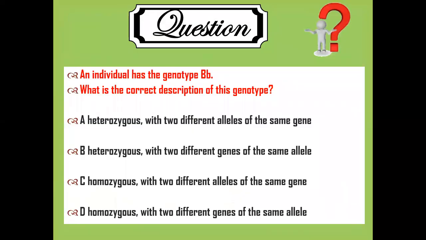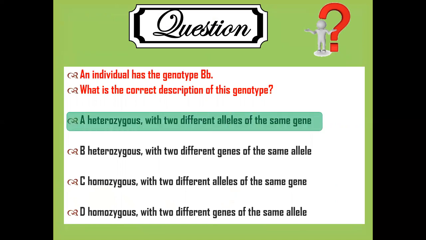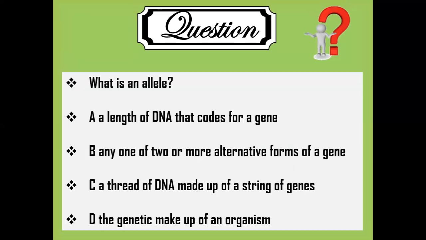Now, a question relevant to this information: an individual has the genotype capital B lowercase b. What is the correct description of this genotypic relationship? This capital B and lowercase b is heterozygous, and these are two alleles of the same gene. So the correct answer is heterozygous, with two different alleles of the same gene. This means the gene is the same, but the alleles are different.